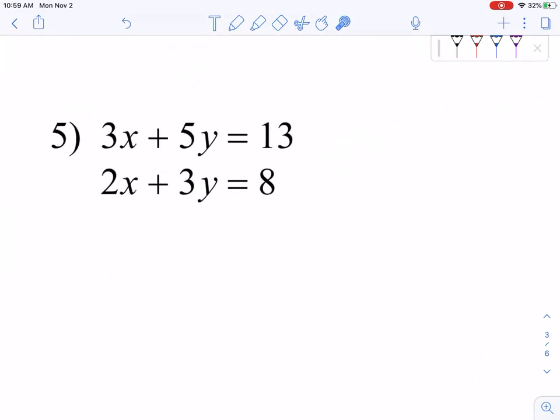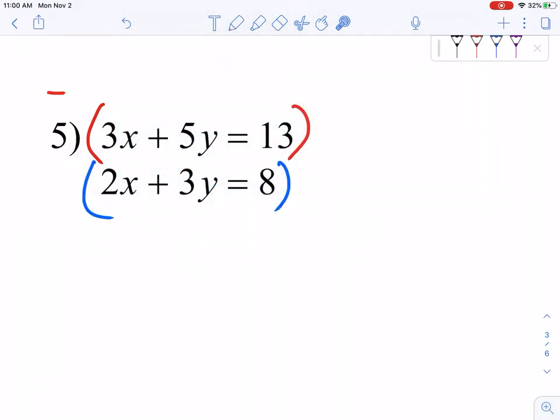Okay, this one's important because I don't have opposite signs for either of my sets here. So that means that one of my sets, when I multiply, I'm going to have to scale by a negative number. I'll just do it to the top. Doesn't really matter. And then the bottom one, I can use a positive number.